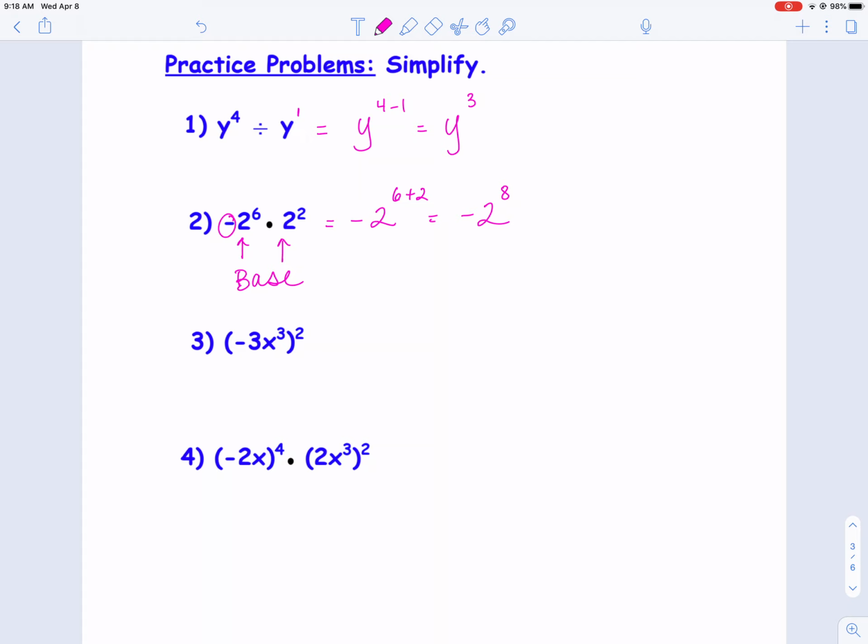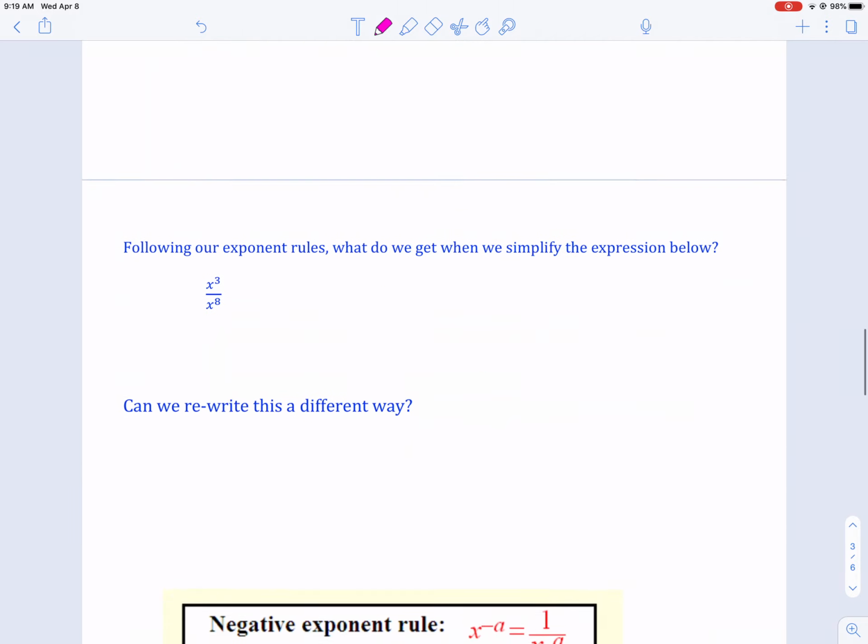In number 3, I would expand out. I would say, okay, -3x cubed times -3x cubed, and you would wind up with +9x to the 6th power. I'm going to leave that last one for you guys to practice.